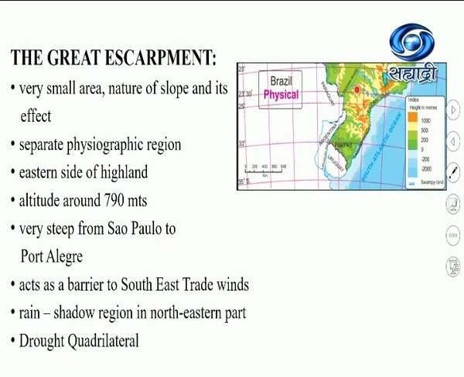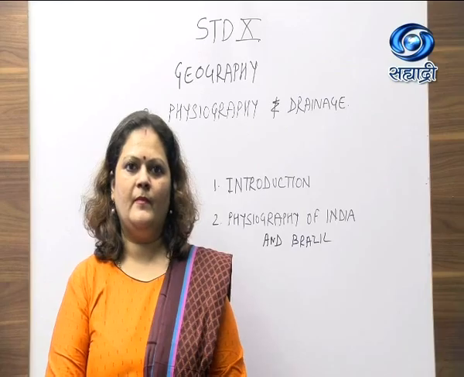This northeastern region of the escarpment is called the drought quadrilateral. Why is it called the drought quadrilateral? Because maximum rainfall is in this particular region and the northeastern side receives very little rainfall. So thus it is called the drought quadrilateral.